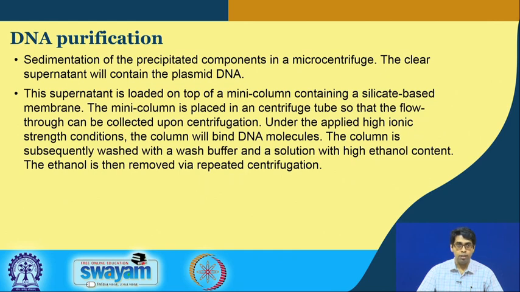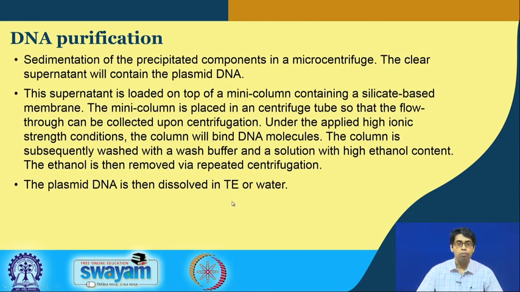As we will see in the next lecture, we are mostly going to use this DNA to do polymerase chain reaction, and there the ethanol can interfere with the polymerase chain reaction. So, it is important to remove any of these contaminants from the plasmid DNA, and that is done very efficiently by washing the silica column using wash buffers and then eluting it out using water or TE buffer. So, TE buffer is nothing but Tris EDTA buffer, which is at pH 8.